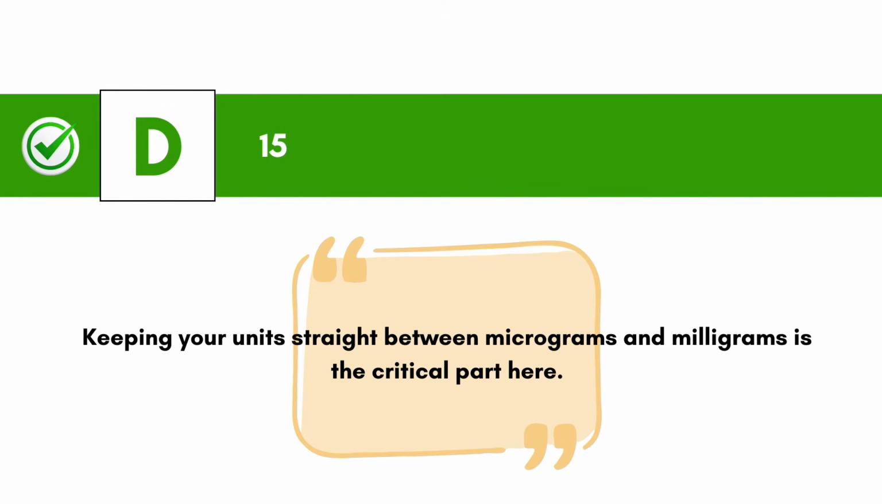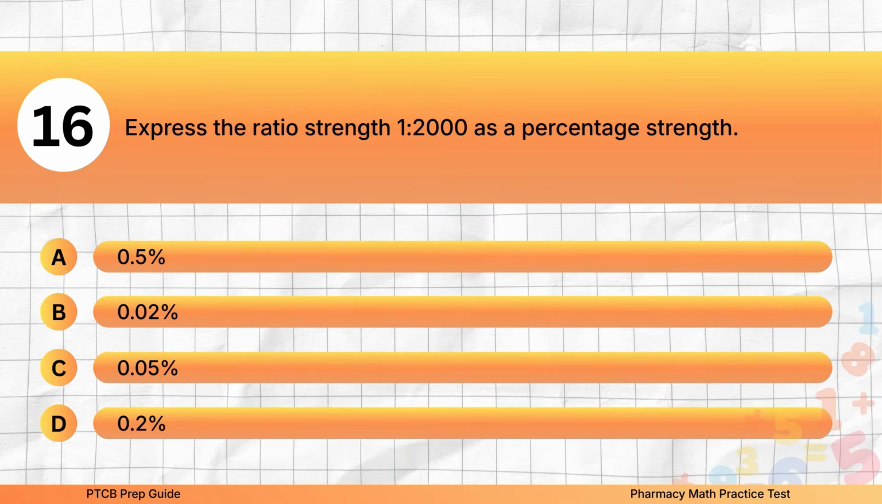Great job. Option D is correct, 15 milliliters per hour. Keeping your units straight between micrograms and milligrams is the critical part here. Let's handle a ratio strength conversion. Express the ratio strength 1 to 2,000 as a percentage strength. Options are A, 0.5%, B, 0.02%, C, 0.05%, or D, 0.2%. Pause the video and do the conversion.